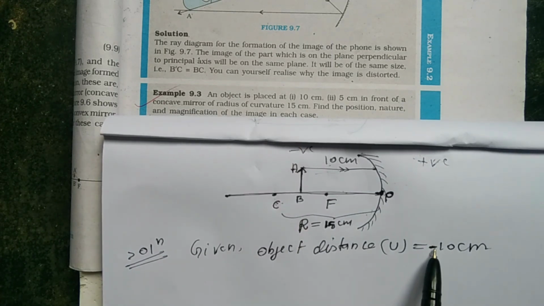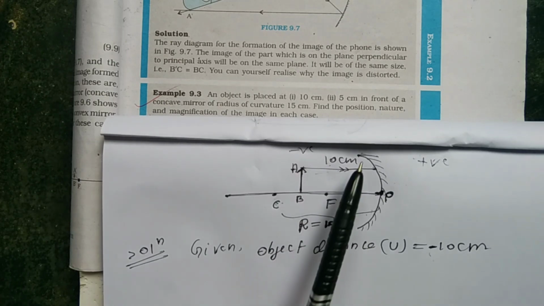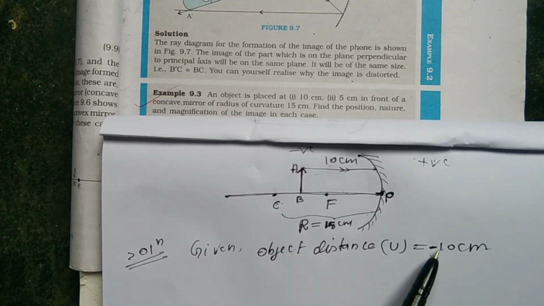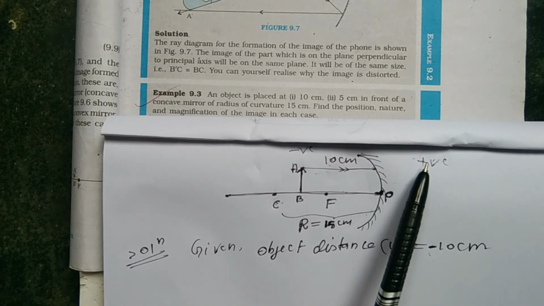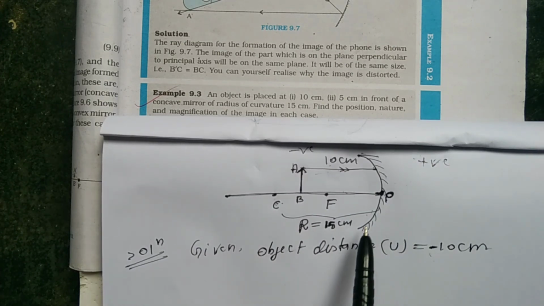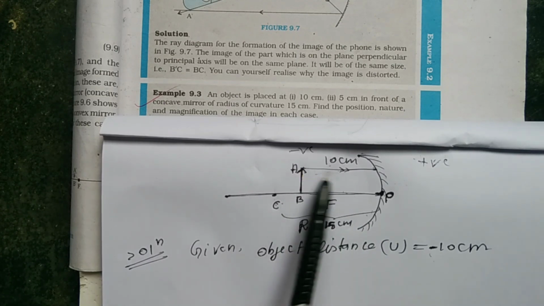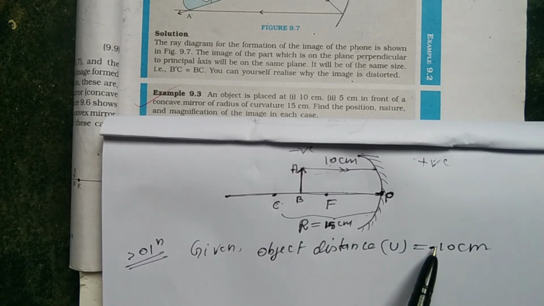Since the object is on this side, we have to put a negative sign here. As I discussed earlier, if the object is on the left side of the mirror we take minus, and if it is behind the mirror we take positive. So since the object is in front of the mirror, we put a negative sign.